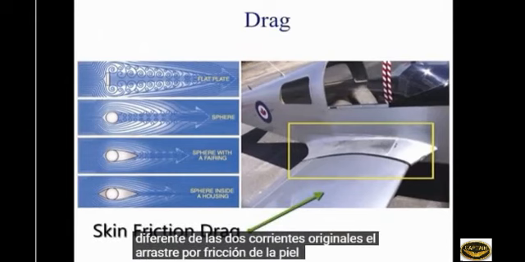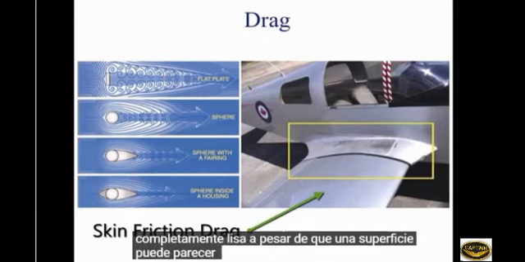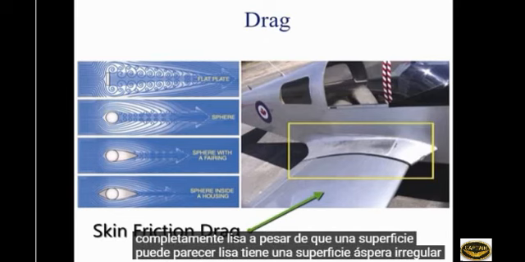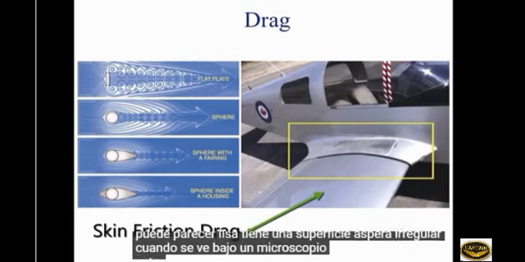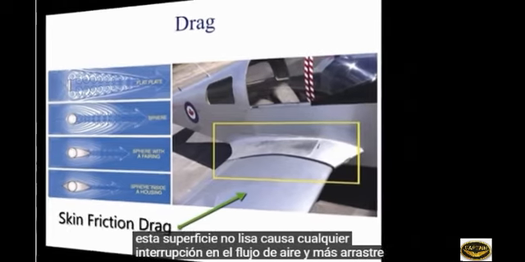Skin friction drag comes from the surface of the aircraft not being completely smooth. Even though a surface may look smooth, it has a rough, ragged surface when viewed under a microscope. This non-smooth surface causes an interruption in airflow and more drag.